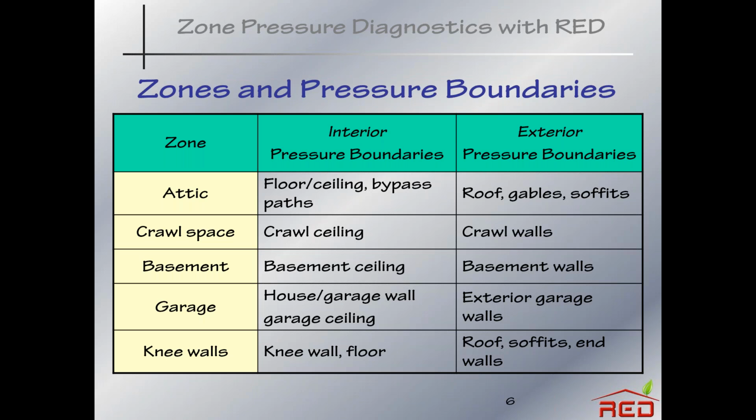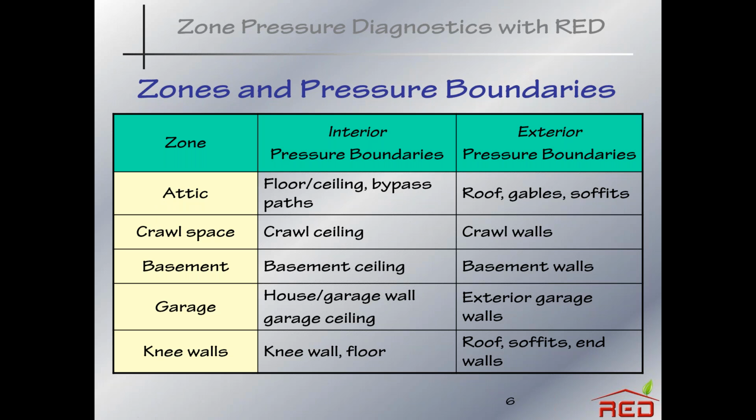These are the common zones and pressure boundaries for those zones in a typical house. Interior pressure boundaries in the center column and exterior pressure boundaries in the column to the right, and the zones. Now, the zone is a term we use for the general area that is bounded by pressure boundaries. And these are the specific zones: the attic, crawl space, basement, garage, and perhaps knee walls, although that is difficult to pull off correctly. Most commonly, the attic is used.